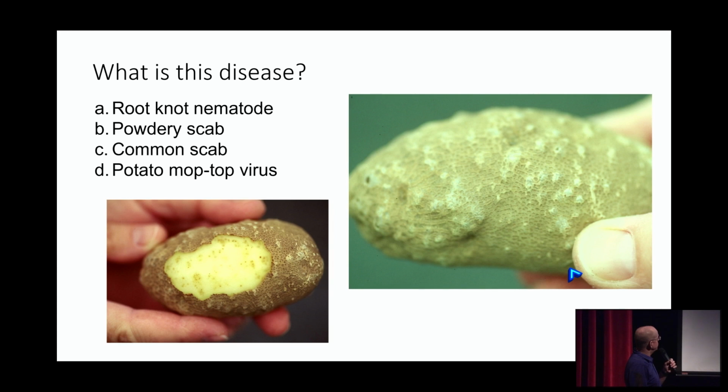The next question, which disease is this? You have this bumpy tuber right here. You peel it, you see these nice little dots. Is this the root knot nematode? Is it powdery scab, common scab, or is this a symptom of the potato mop top virus? Give you just a second to think about that.